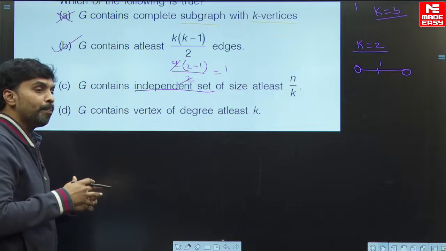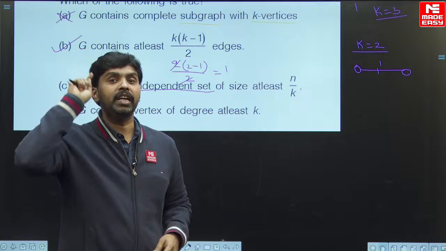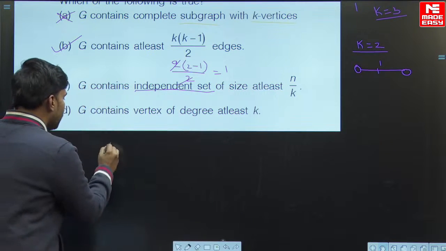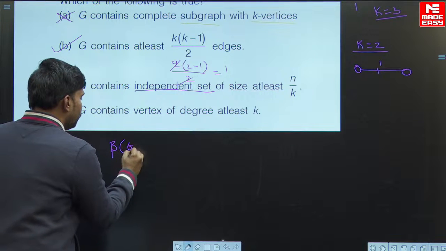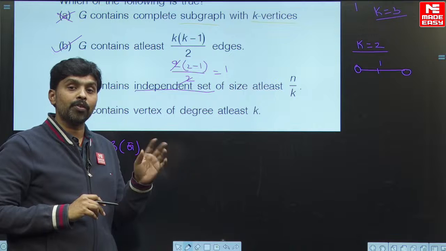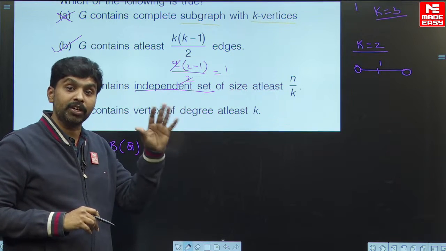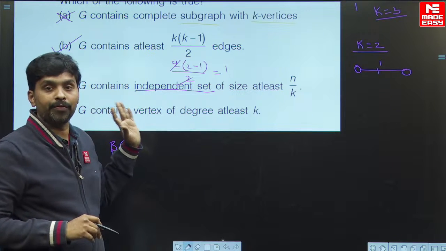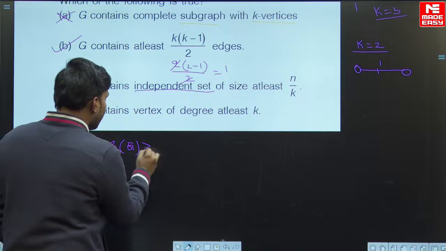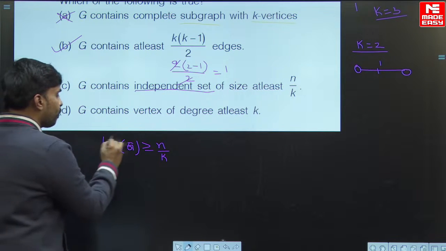So from those, the number of vertices in a maximal independent set, if you take it, we denote it as beta of G. So what is beta of G? It gives you the number of vertices in the maximal independent set of a graph. So beta of G is greater than or equal to n by k, where k is the chromatic number here. So this is the property we have here.